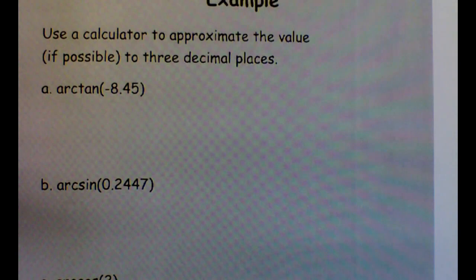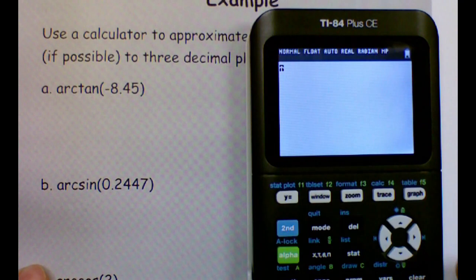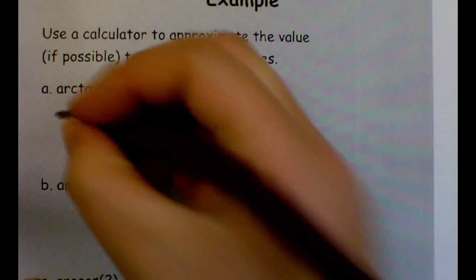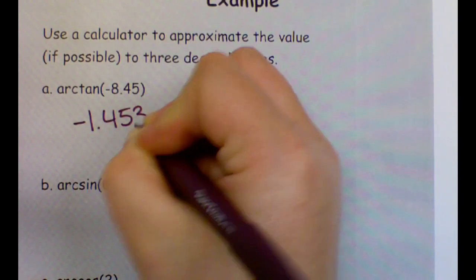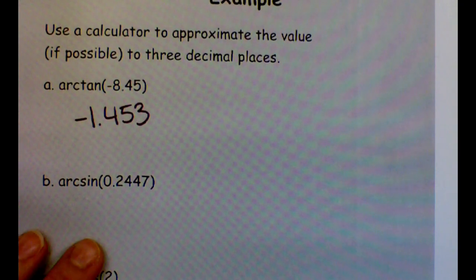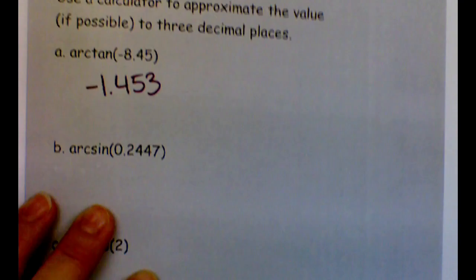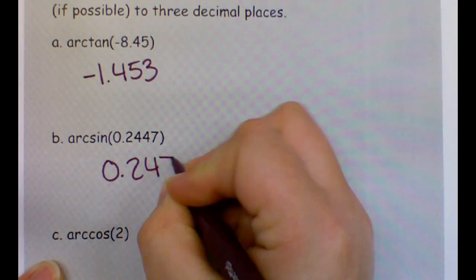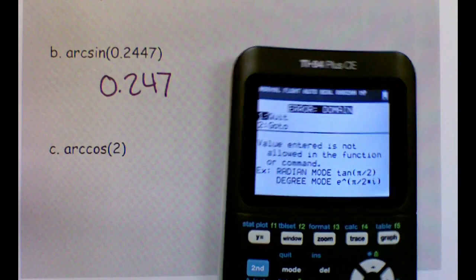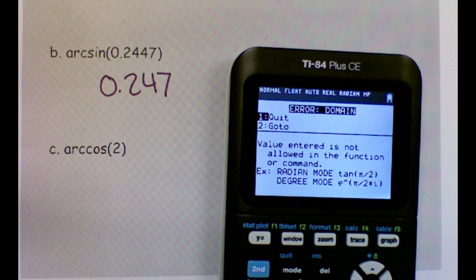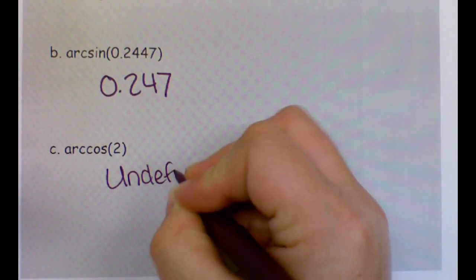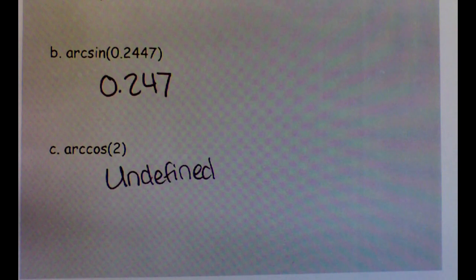So let's use our calculator to get these to 3 decimal places. To get an arctangent, we just hit second tangent of that number, which gives -1.453. Same thing with arcsine, second sine of 0.2447, that's 0.247. And arccosine of 2, second cosine of 2, error domain. I cannot put in an arccosine of 2, undefined. The domain of arccosine is only -1 to +1.